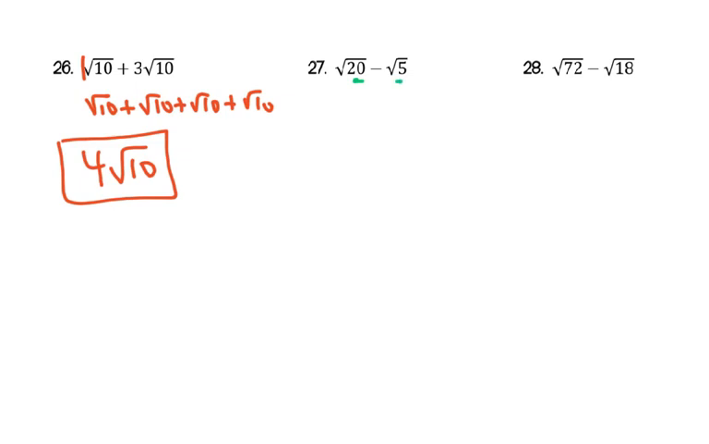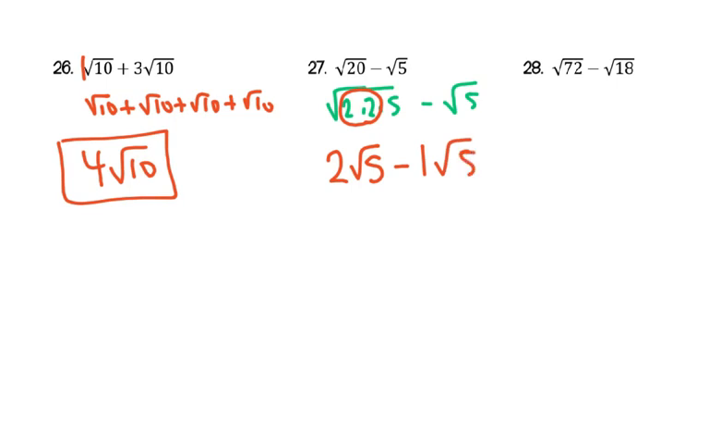Okay, number 27, square root of 20 minus square root of 5. So you might think, well, they're not the same, so I can't do anything. But if you can simplify anything, you have to do it. So square root of 20, that's the square root of 2 times 2 times 5. And then I'm going to take away the square root of 5. You cannot just take that away. Okay, you can't do 5 minus 5. So what I'm going to do is I'm going to look at this, I'm going to say 2 square root of 5 minus 1 square root of 5. So if I have 2 of something and I take away 1 of them, I'm left with 1 of them. It's like if you have 2x minus x.